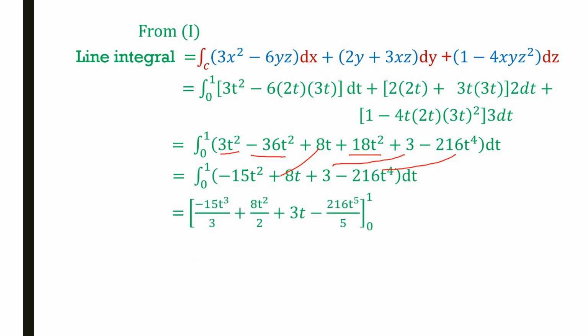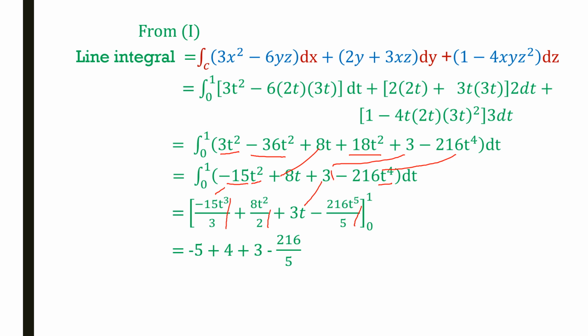So if we integrate this, minus 15 as it is, okay, and integration of t squared is t cubed upon 3, integration of t is t squared upon 2, integration of 1 is t, 3 as it is. Okay, and integration of t raised to 4 is t raised to 5 upon 5, minus 216 as it is, from 0 to 1. And now if we apply the limits, what I get: minus 15 upon 3 is minus 5, so upper limit is 1, 1 raised to 3 is 1, so 1 is there.